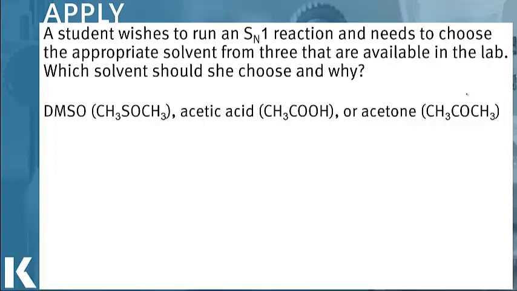So we're going to start with DMSO. With DMSO, when we draw it out, we see a sulfur as the main central group, double bonded to an oxygen, and single bonded to two different methyl groups. When we look at this molecule, we see that there is no hydrogen attached to either an oxygen or a nitrogen. Therefore, this solvent is aprotic. Because it's an aprotic solvent, we cannot use it for an SN1 reaction.